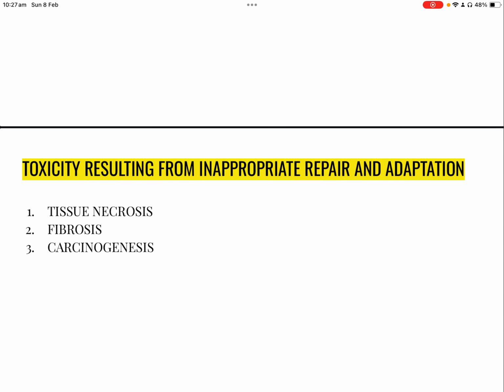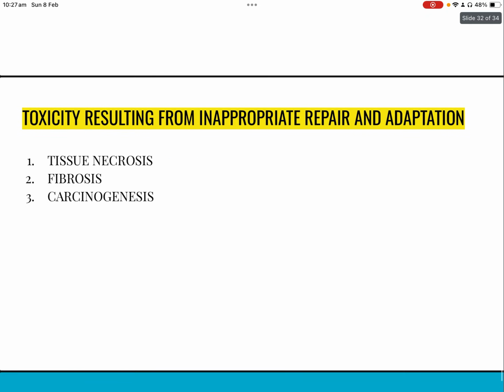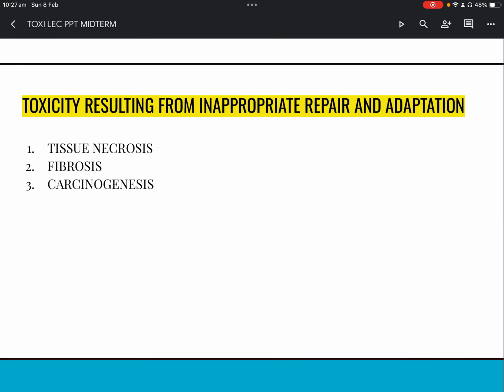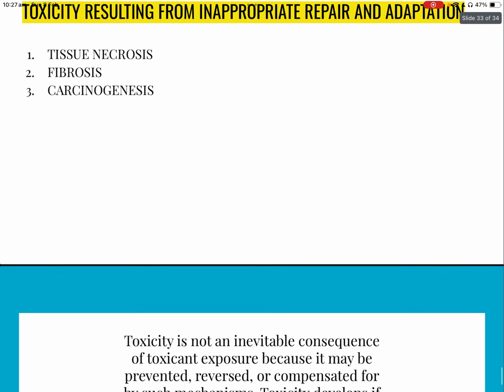Toxicity resulting from inappropriate repair and adaptation. Again, we have the tissue necrosis and fibrosis and carcinogenesis. Tissue necrosis is tissue death, plus fibrosis and carcinogenesis. So, once there is toxicity, if your body or your cell was not able to recover or repair itself, it will most likely lead to these three end results. And this is what we would not like to progress.